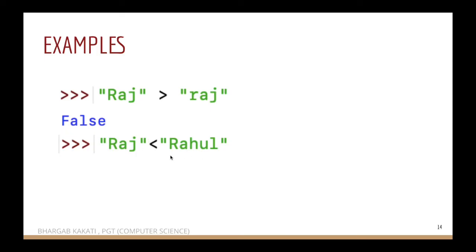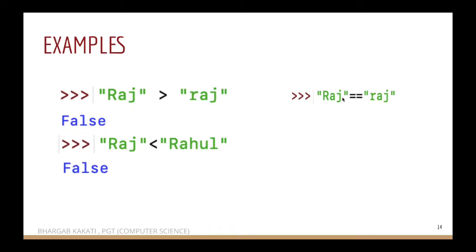Now we need to see which will have a higher ASCII value. J will have a higher ASCII value as compared to H, because if we count A, B, C, D, E, F, G, H, H comes before J, so obviously H will have a lower ASCII value as compared to J. But here the opposite thing is said, therefore it is false.